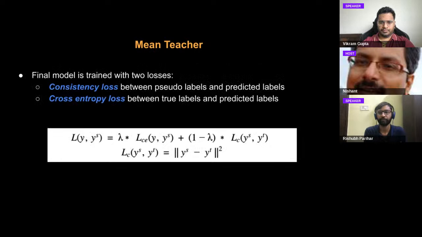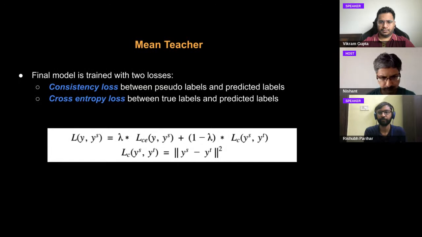So finally the student model is trained with two losses. One is consistency loss and another is the standard cross entropy. The consistency loss is between the prediction of the pseudo label, which is the teacher predicted, and the prediction from the base student network. And the cross entropy is between the ground truth and the predicted label. For unlabeled data, we don't have a ground truth label, so we'll only use consistency loss between the teacher's prediction and the student prediction. The student prediction will try to mimic the teacher prediction.